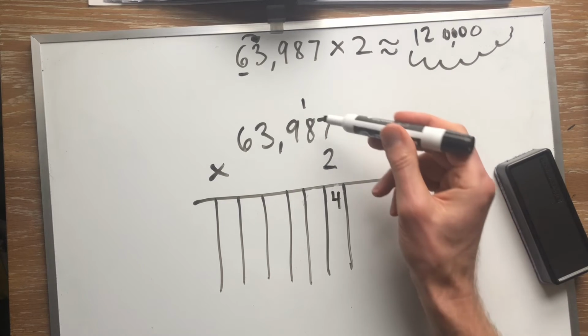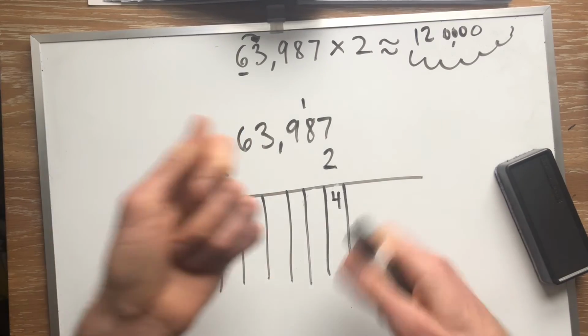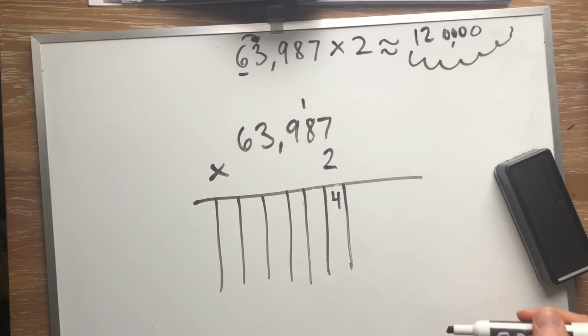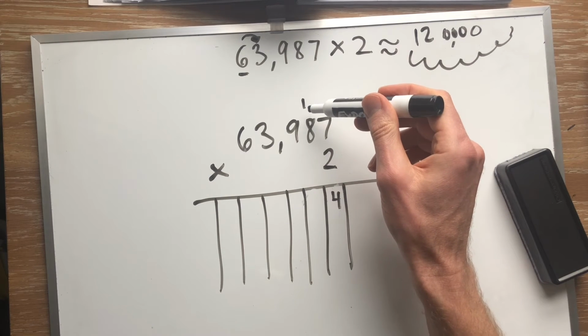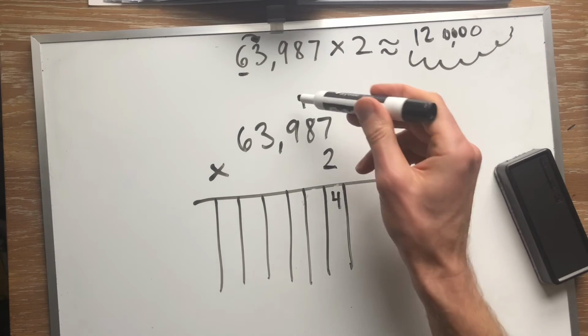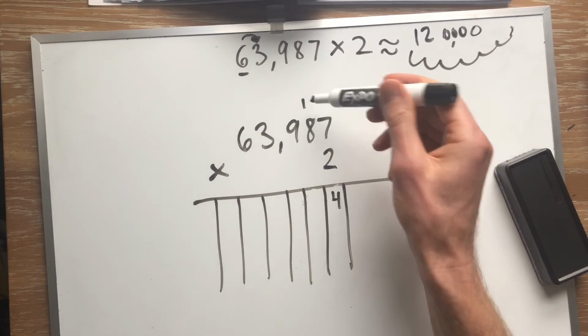Because 14 is 1 10 and 4 ones. It's like a $10 bill and 4 $1 bills. So you separate them. And the first number goes up top in the attic. The second number goes on the bottom. 4 ones, 1 10. It's like if you were to hide money in the attic. I just hid a $10 bill in the attic.